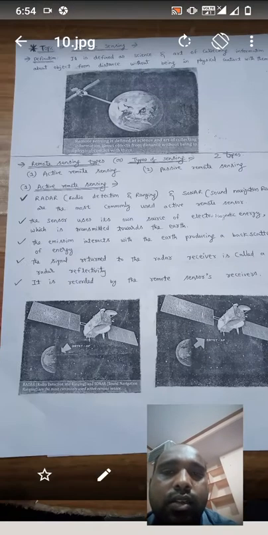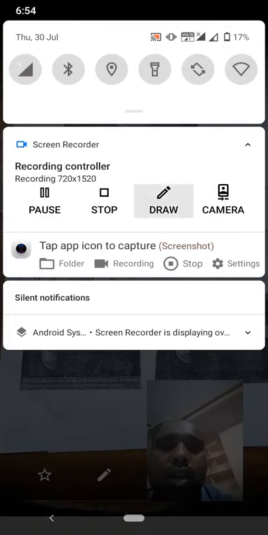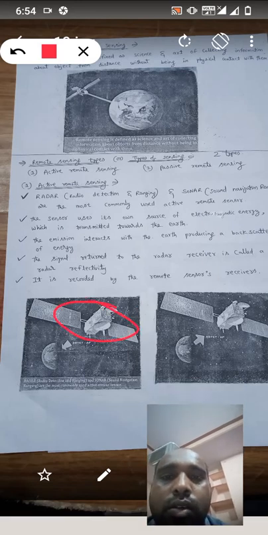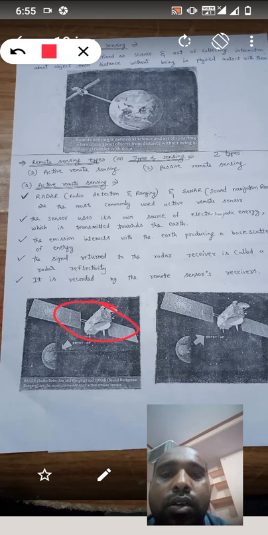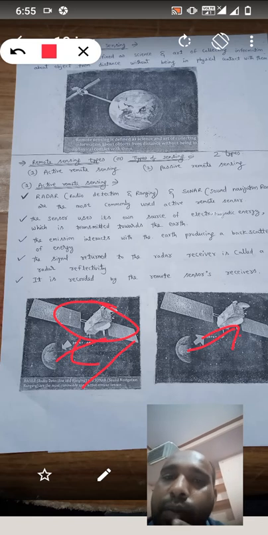See here, the sonar uses its own source of electromagnetic energy, transmitted towards the earth. The emission intersects with the earth, producing the backscatter of energy. The signal returned to the radar receiver is called radar reflectivity. It is recorded by the remote sensor receivers. Next topic.